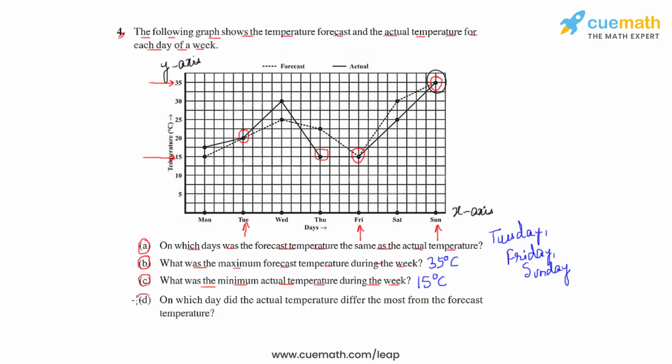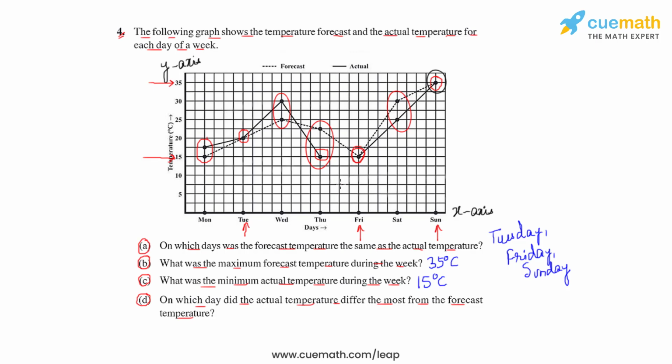Moving on to the last part of this question, question D, we'll have to answer the day when the actual temperature differs the most from the forecast temperature. So as we observe the values there, we'll see that on the first day, the difference is 1 unit. On the second day, they both are at the same point. Again, here on the third day, the difference is 2 units. On the fourth day, the difference is 4 units. Fifth day, they both are at the same point. Sixth day, 2 units, and seventh day, again at the same point.